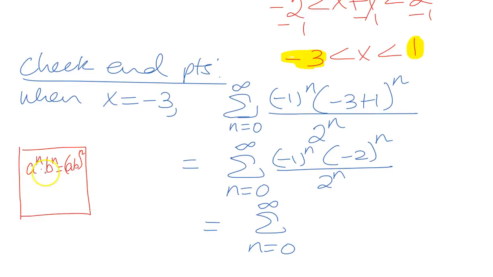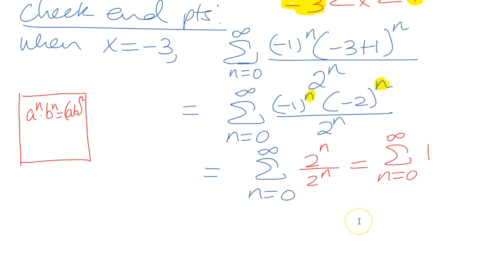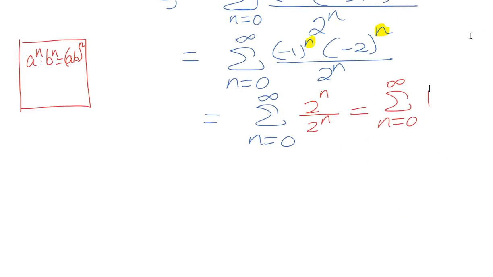Right? So if you are multiplying with like exponents, you multiply the bases and then you copy the exponent down. Here, we are multiplying with like exponents. So what you do is you multiply the bases, negative times negative, that will be positive 2 to the power n over 2 to the power n. Is that right, everyone? And what is that going to be? Sigma n equals 0 to infinity, isn't that going to be 1? So when x is negative 3, the power series becomes a very simple series, summation of 1.